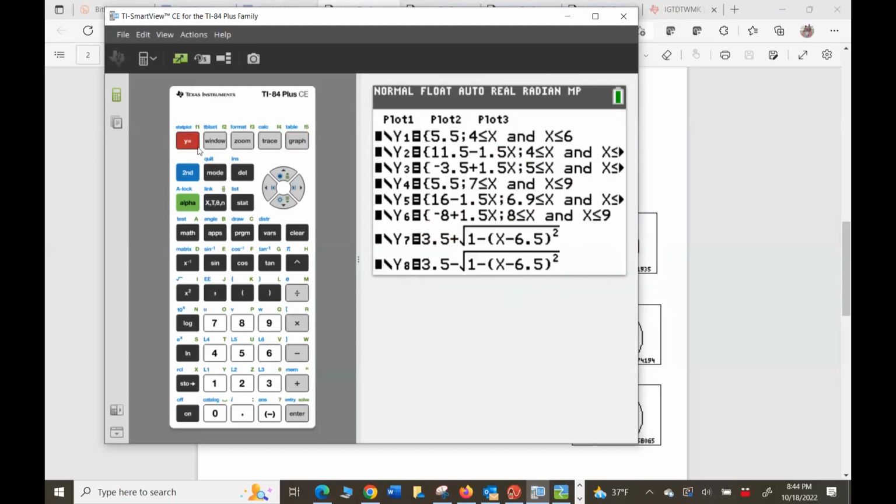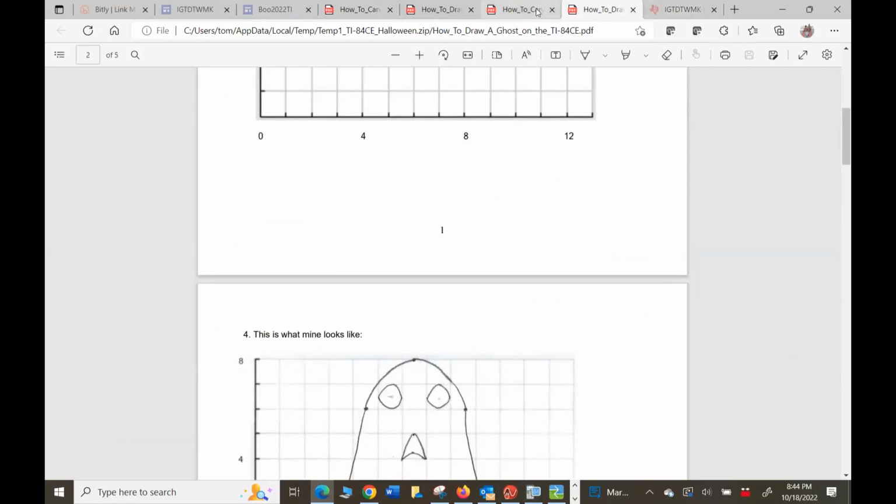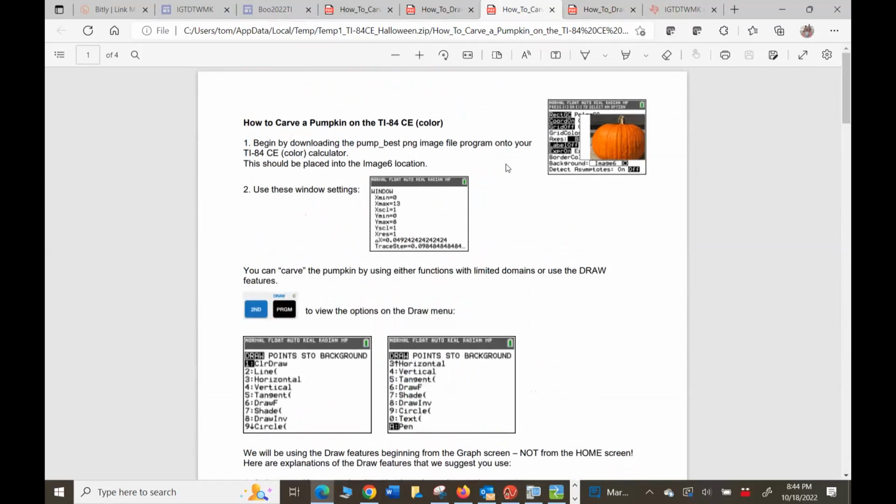So the equations here, you can see again, I typed in like a horizontal line, but again, qualified it between 4 and 6. I've got a line, and look at this. I had a line of slope -1.5, y-intercept of 11.5, but I only wanted between these two. So this really made me talk about slope and y-intercept. And again, when I did this, let me see if I can, I have that here. No, that's the ghost. Yeah, here we go. So this is the carving a pumpkin on the 84 color. So this is the step-by-step PDF that goes with this.